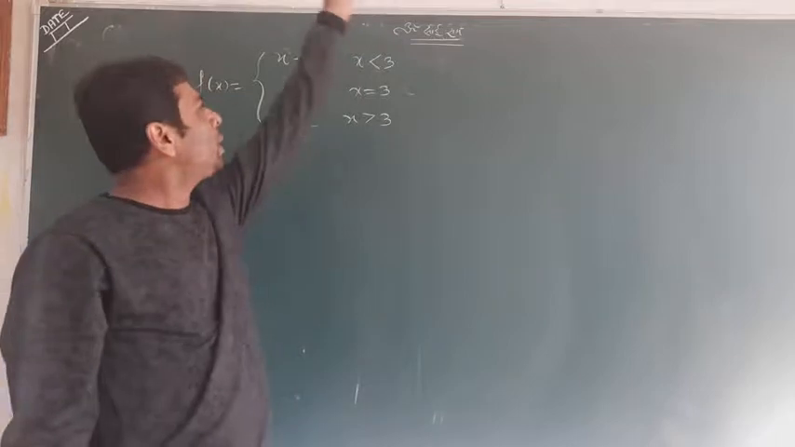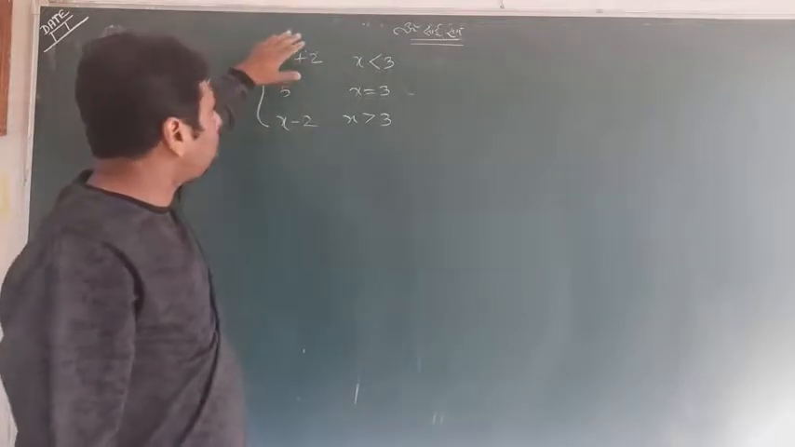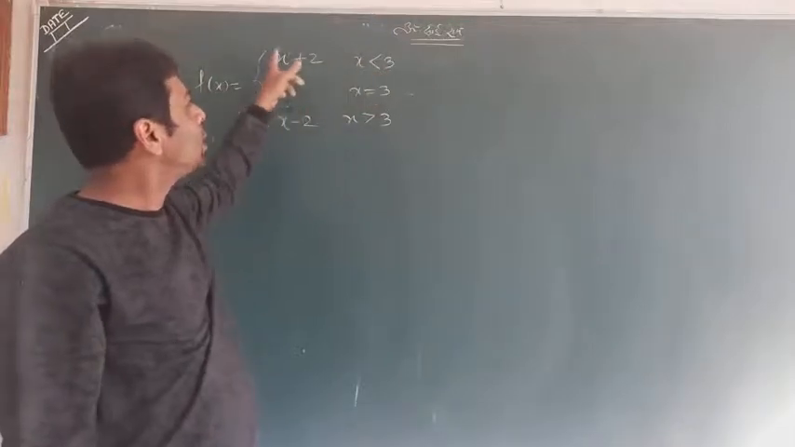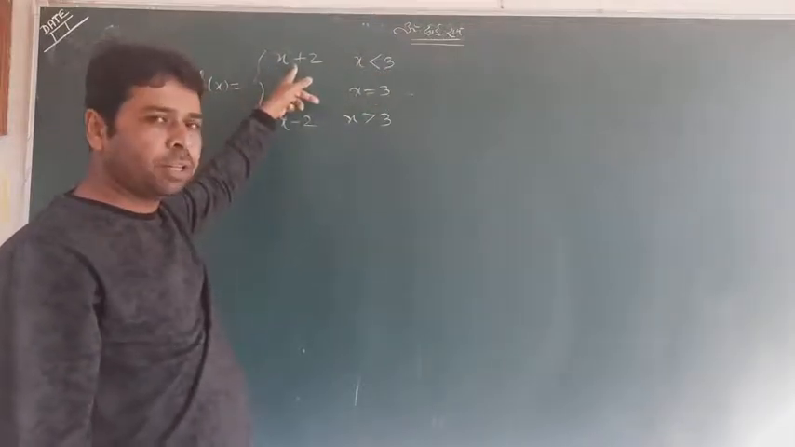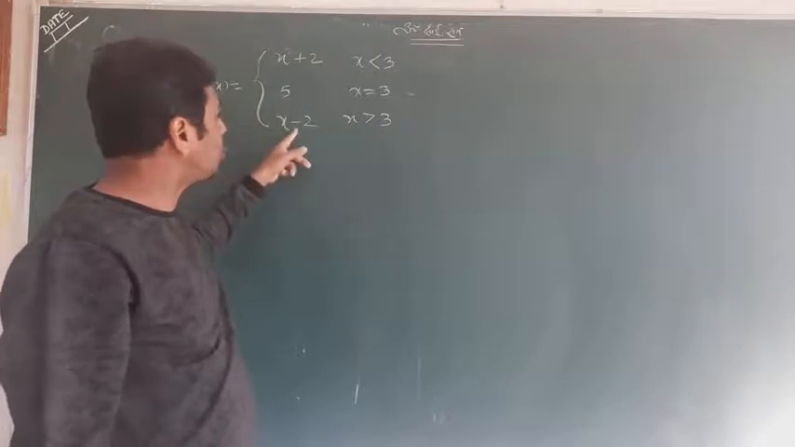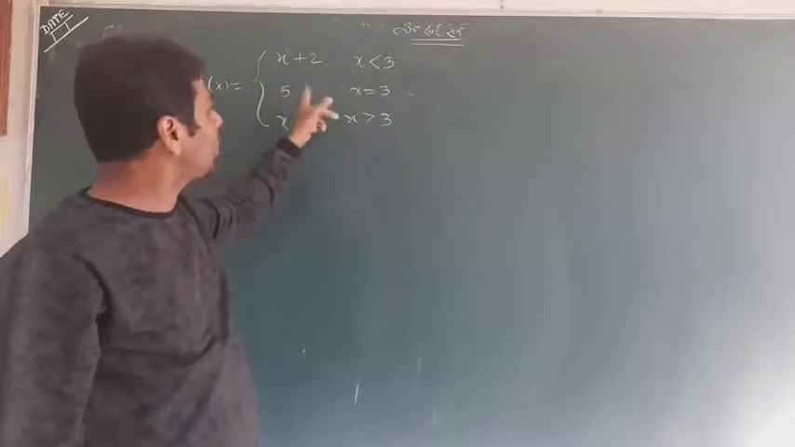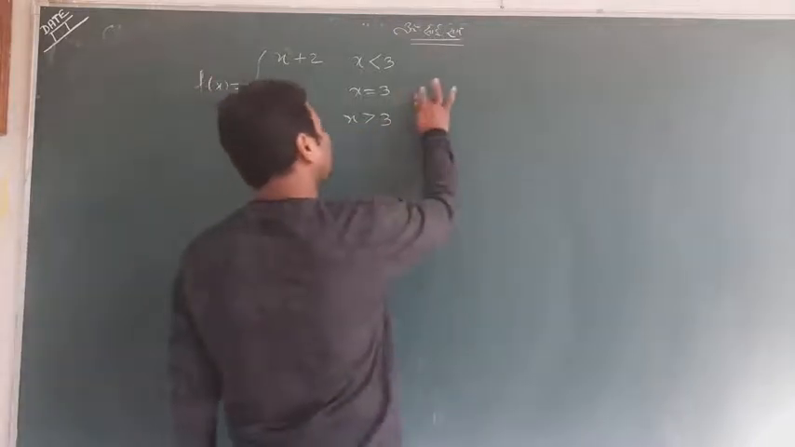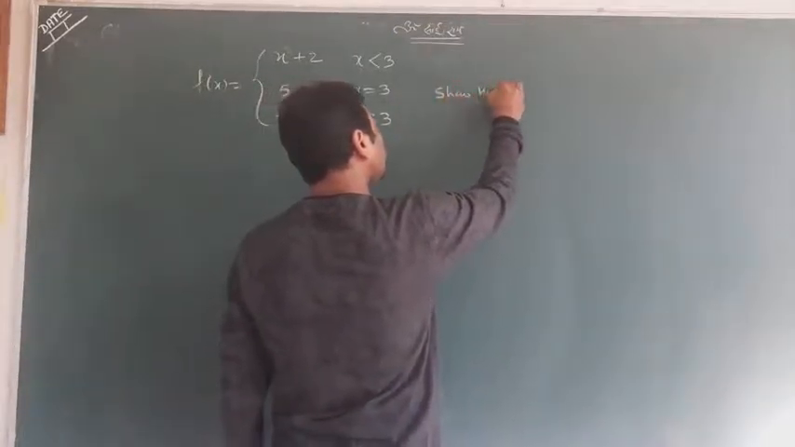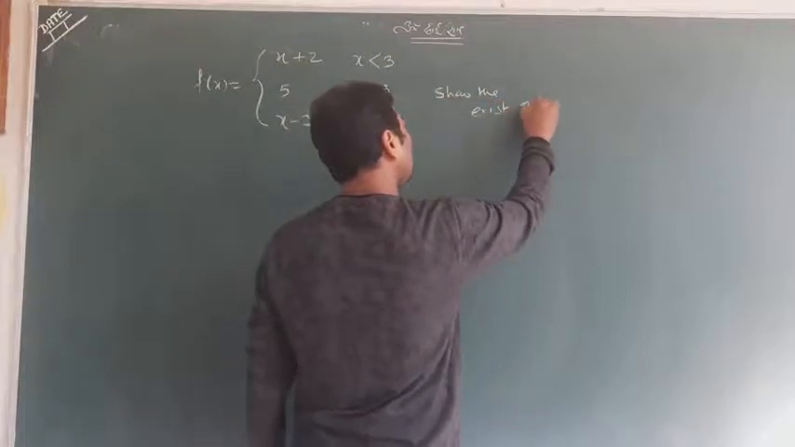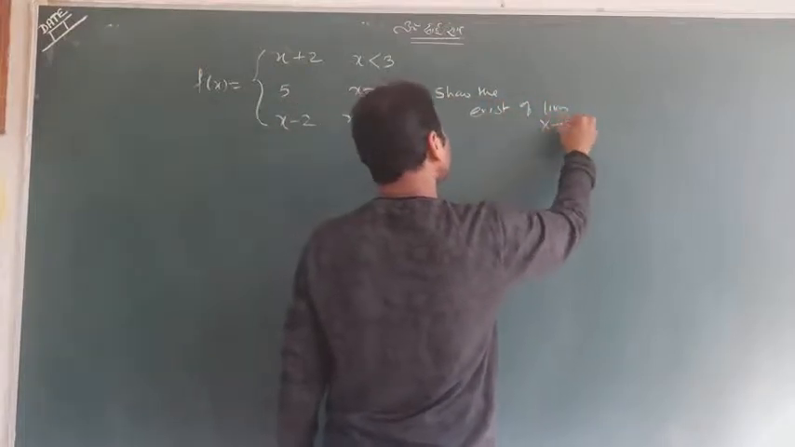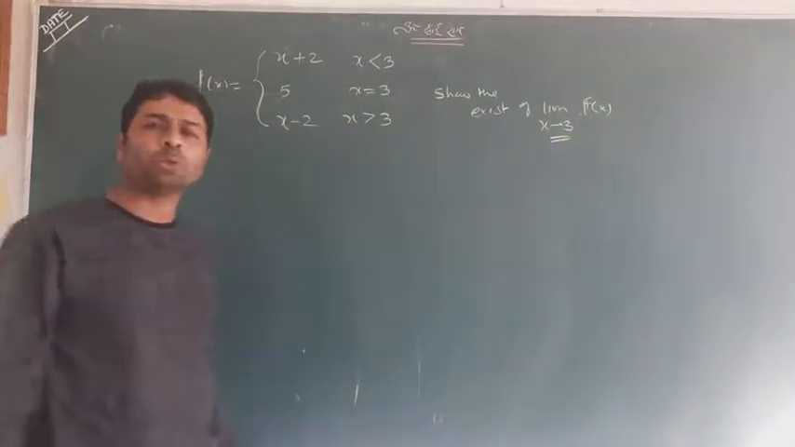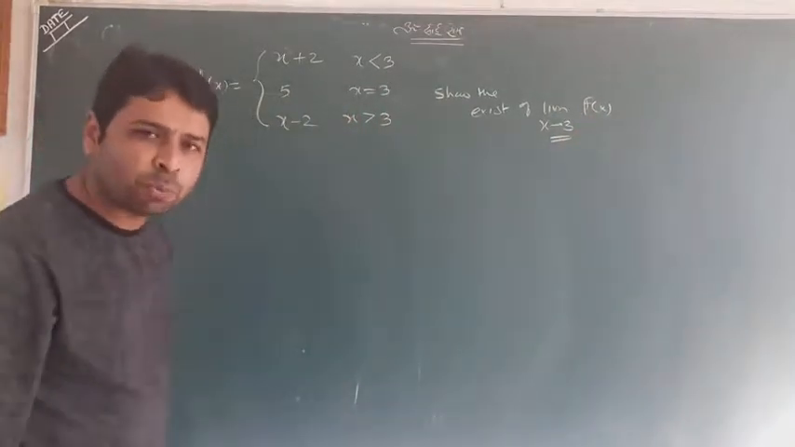How is it so? Because the function is coming in a different style. When x is less than 3, this function will be taken. When x is greater than 3, this function will be taken. This is right now not important, still I have written it. And you are told to show the existence of the limit as x tends to 3 of the function. This is my question, meaning my limit is at 3 and I want to show that. Okay, let me speak about what will happen.